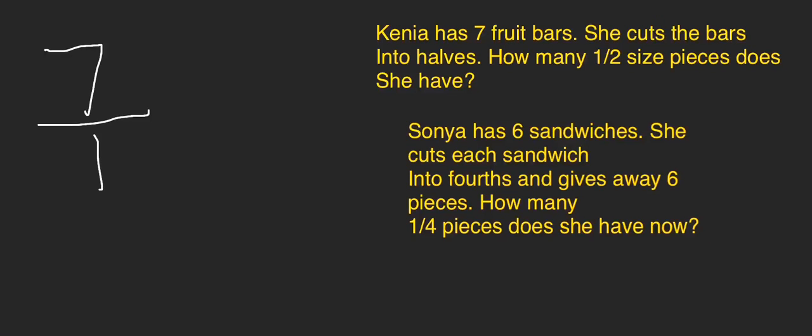7 de 1 dividido por una mitad. So that's the equation that we're going to use for the first problem. 7 out of 1 divided by 1/2. So let's go on ahead and do that. 7 out of 1 divided by a half.